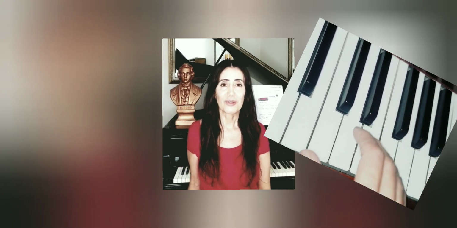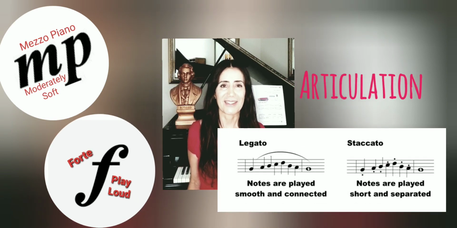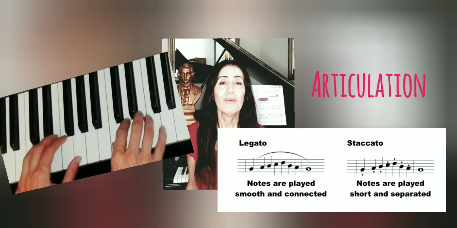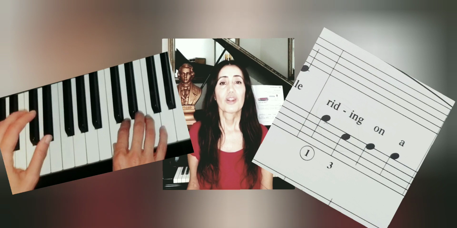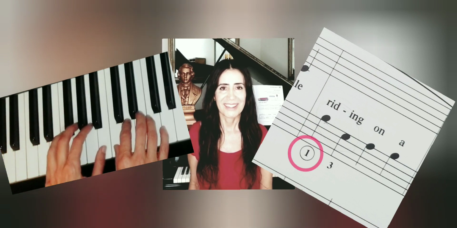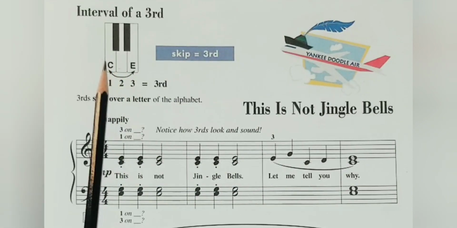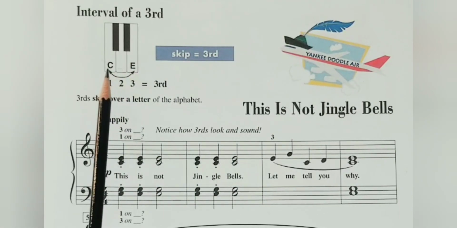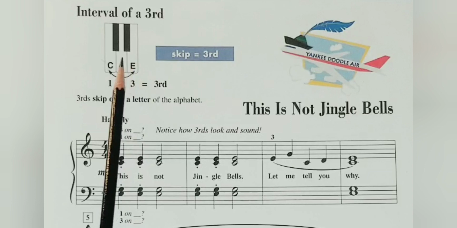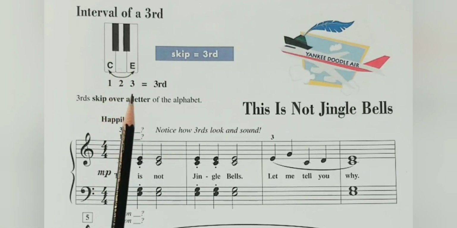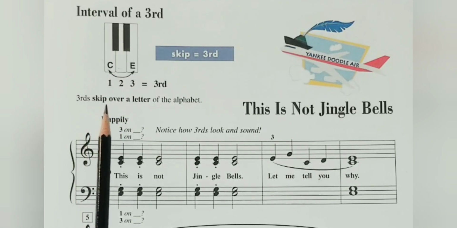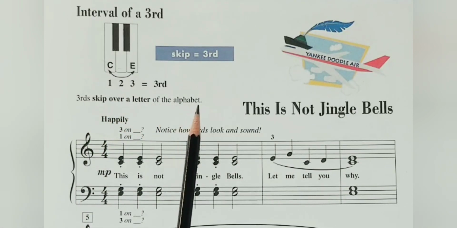Pay attention also to your dynamics and articulation. Remember that you will have to move your left hand, so pay attention to your finger numbers. When we skip one key, that is called interval of a third. For example, if we play from C to E and skip D, that's a third interval or interval of a third. Thirds skip over a letter of the alphabet.